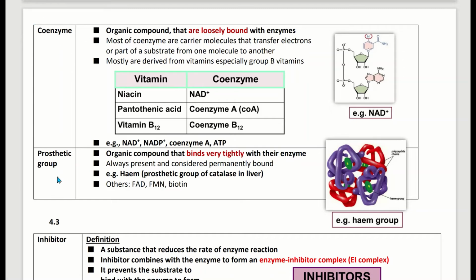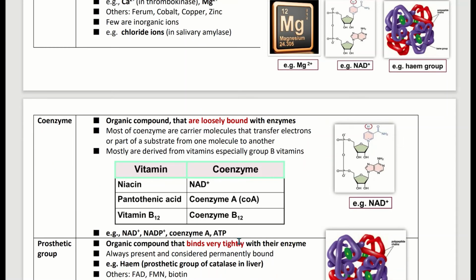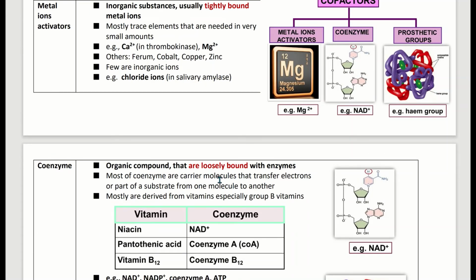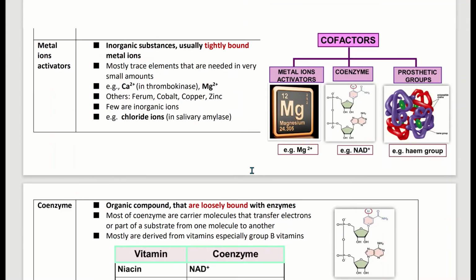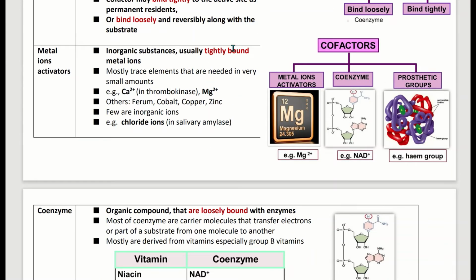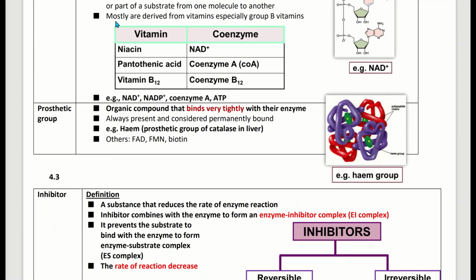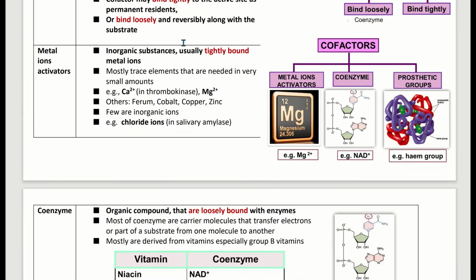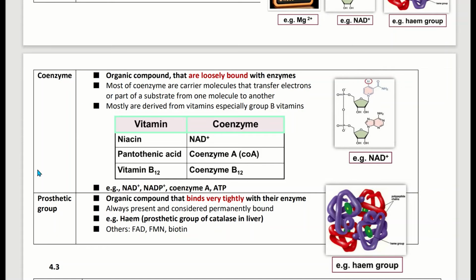Okay, so next, prosthetic group. Tengok prosthetic group dia organic compound, dia organic dan binds very tightly with their enzyme. Lepas tu dia always present and considered permanently bound. Okay, so ini binds very tightly. Sampai dah kita boleh consider permanently bound. Kalau coenzyme, loosely bound. Okay. Kalau metal ion activator, tightly bound. Okay. So metal ion, inorganic substance. Coenzyme, prosthetic group, dua-dua ni organic compound.